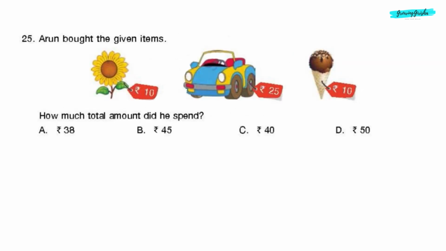Question 25. Arun bought the given items. Sunflower of 10 rupees, toy car of 25 rupees, and ice cream of 10 rupees. How much total amount did he spend? To find the total amount, we'll add the cost of all the items. 10 plus 25 plus 10.